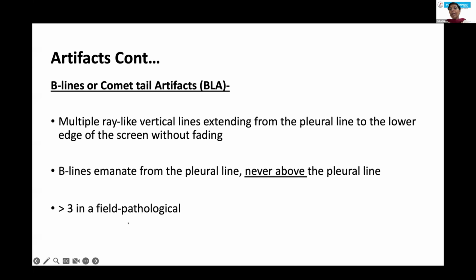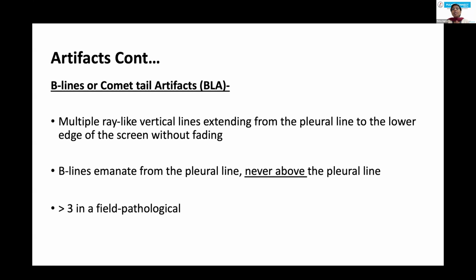These are multiple ray-like vertical lines. Now, the property of these is they start from the pleural line. They always extend from the pleural line and go to the lower edge of the screen, and they do not fade. B lines never emanate from above the pleural line. And if B lines are more than 3 in a field, it is considered pathological.